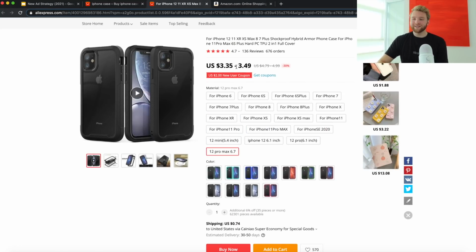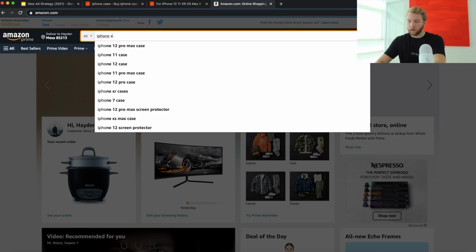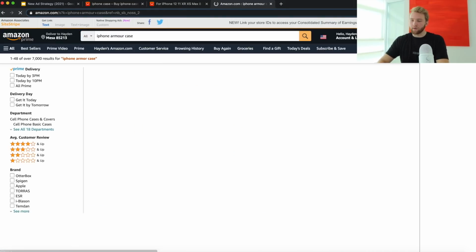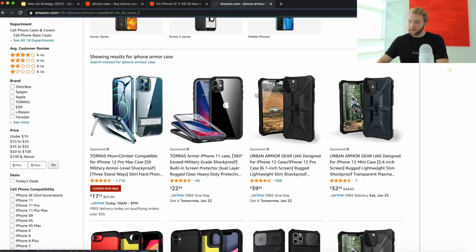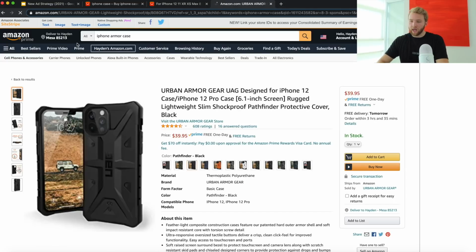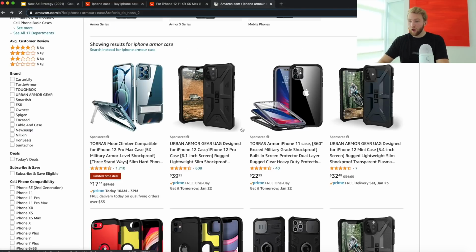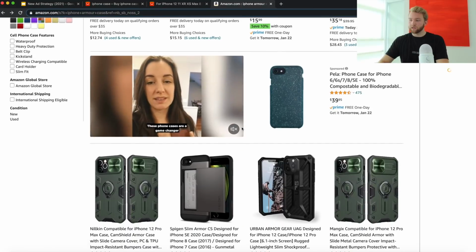Okay, what does this sell for on Amazon? Okay, Armor phone case. So iPhone Armor case. Let's just see if something comes up that looks somewhat similar. This is kind of similar, a durable looking case. $40, dude, $40. So just an example.